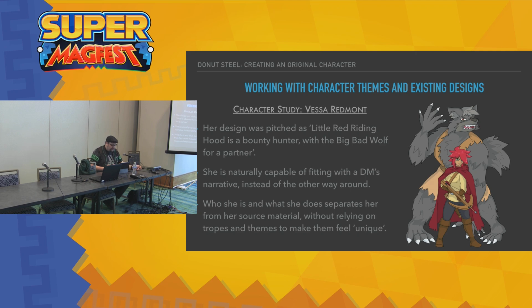Who she is and what she does separates her from her source material. It's not a little girl. It's a fully grown woman with a crossbow instead of a basket for grandma. And the Big Bad Wolf is her ally rather than the antagonist of the story. It doesn't rely on tropes or themes to make them feel unique. Really, it's more of who she is and what she does that defines her as a character.